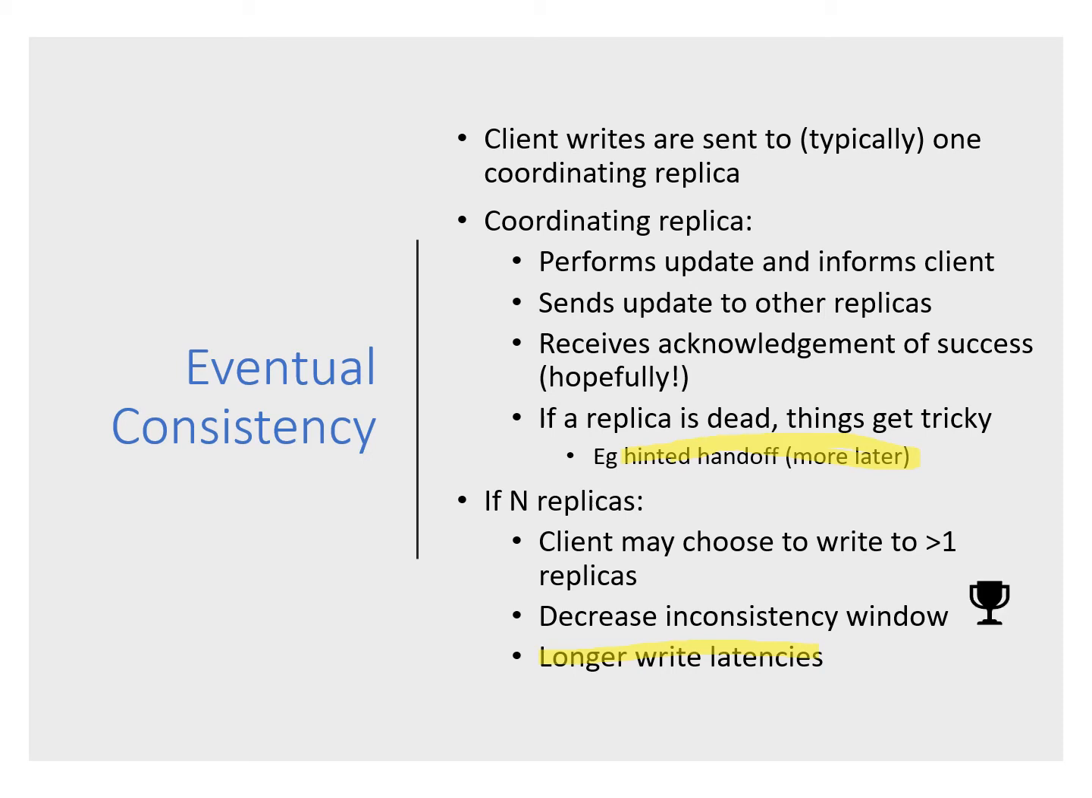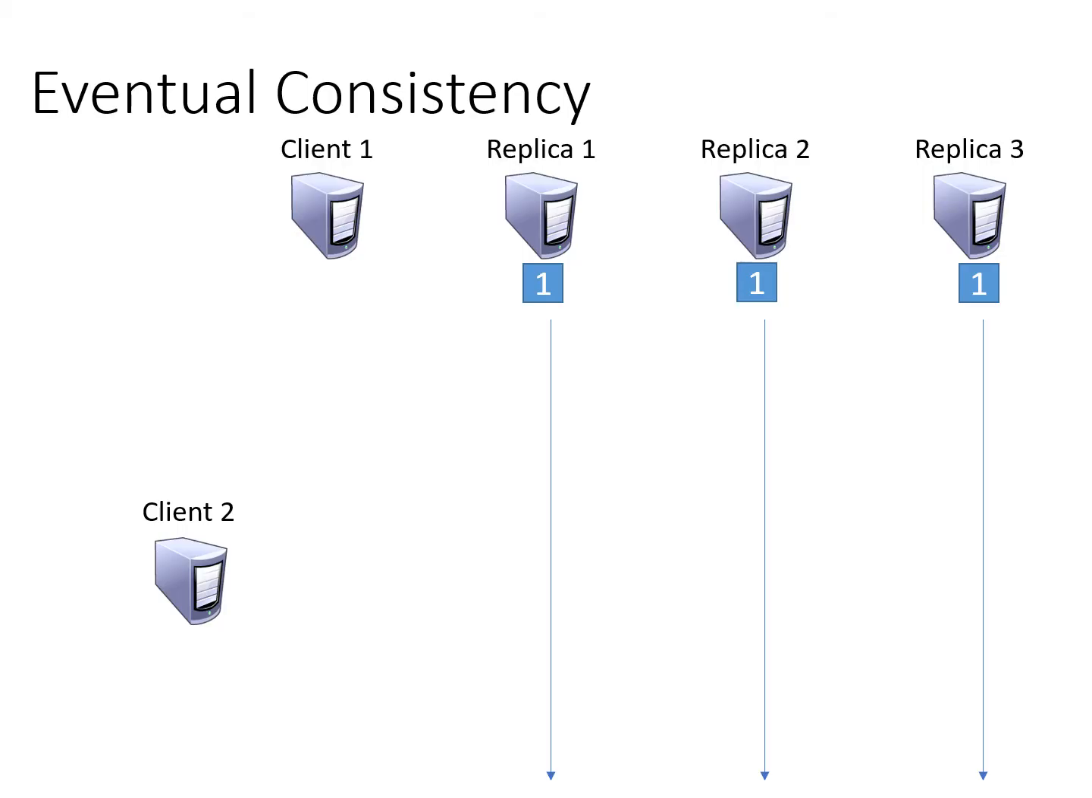So decreasing the inconsistency window is good. Longer write latencies, not so good. Another example. So here we have client 1, again writes the value of 5 to replica 2.